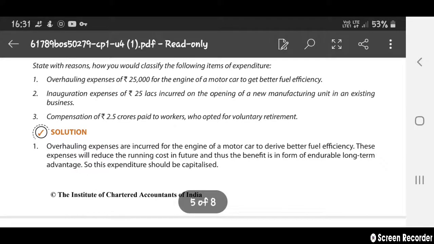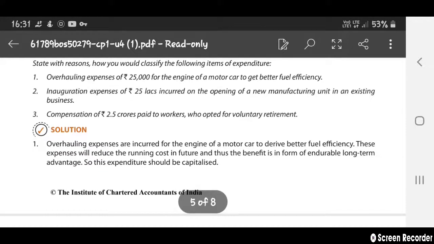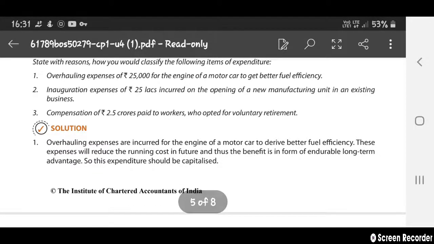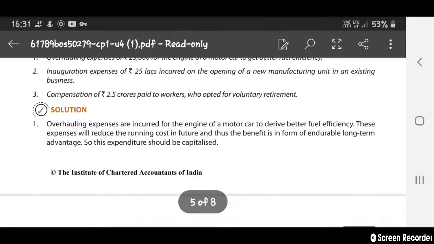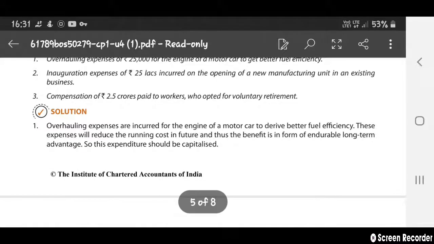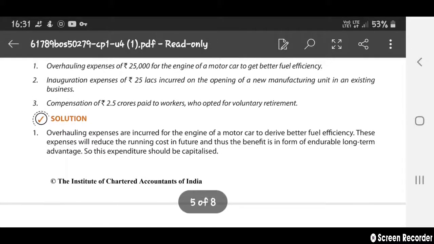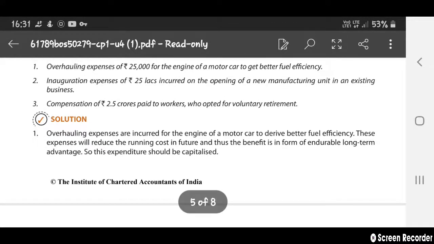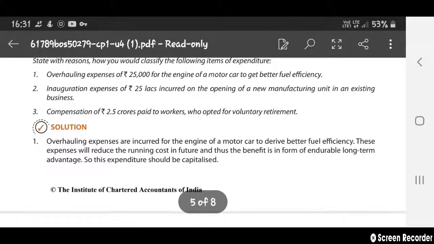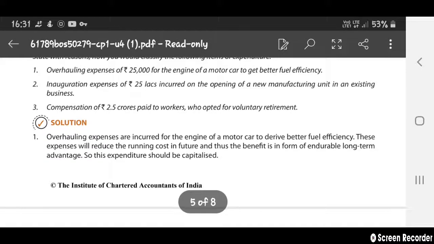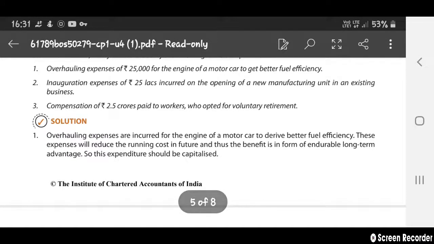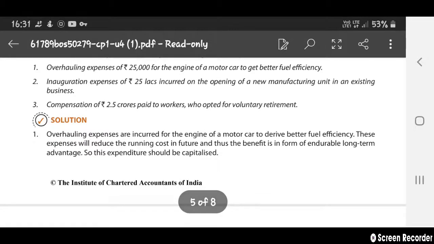Next, overhauling expenses of rupees 25,000 for the engine of a motor car to get better fuel efficiency. Overhauling expenses are incurred for the engine of a motor for fuel efficiency. So these expenses will reduce the running cost in future, and thus it will give us long-term advantages, and this expenditure should be capitalized.